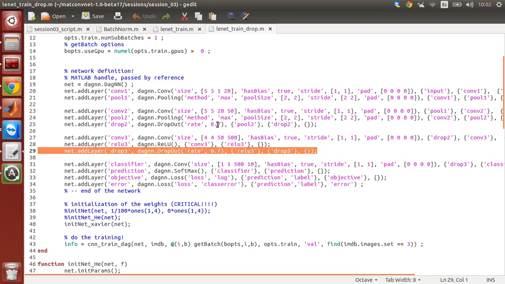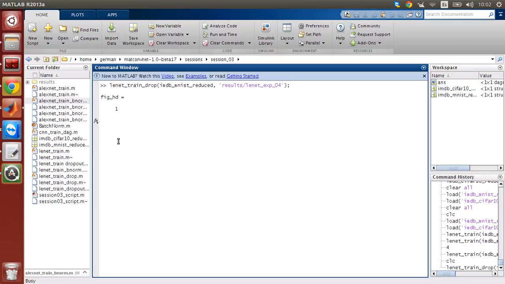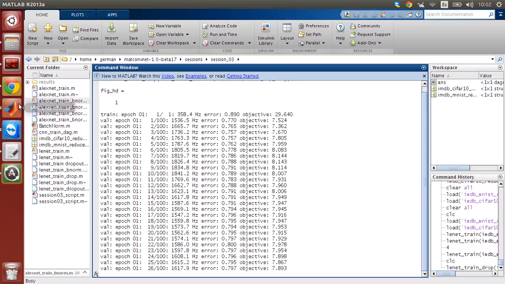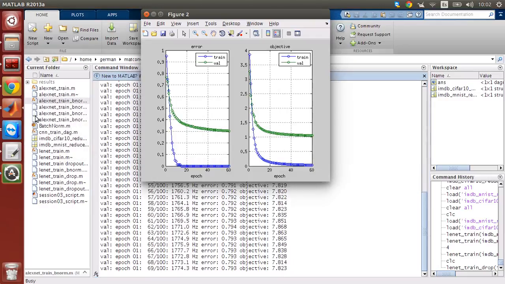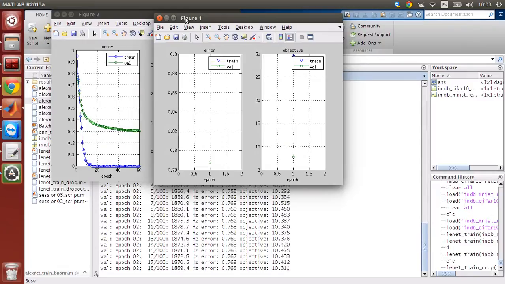This idea of dropout was introduced by Bengio, and I would recommend you to read the paper that you can find in the references. In any case, let's run this training.